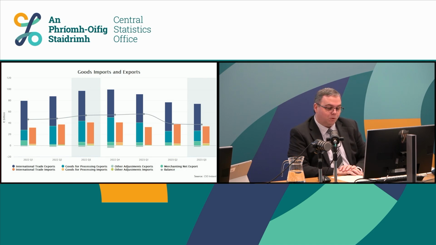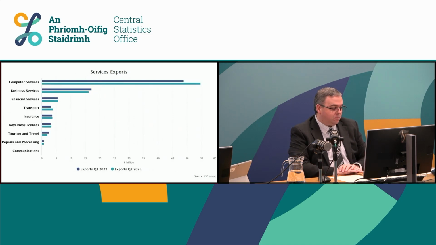Merchanting, which is a net export, is up 2.2 billion on last quarter and 1.3 on last year. On the import side, our international trade imports are down 3.6 billion on last quarter and 7.7 billion on last year, while our goods for processing imports are down just 363 million on last quarter and 236 million on last year. So we can see again that this decrease in net exports is driven by the decrease in exports, but that this is driven largely by goods for processing.